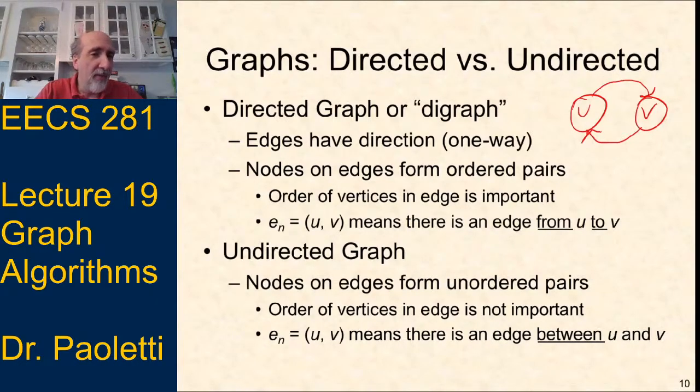So in a directed graph, every edge has a directionality. In an undirected graph, the order of the vertices that we list in an edge isn't important. So when I say there's an edge U comma V, it means there is an edge between those two vertices and you can traverse it in either direction. So, when you're looking at a list of edges described by which vertices they connect, it's important to know up front, are we talking about a directed graph or an undirected graph?